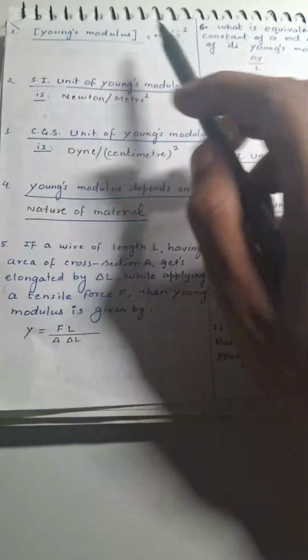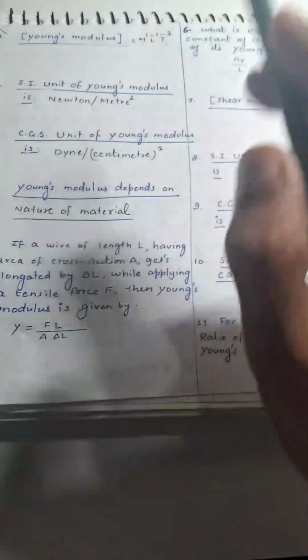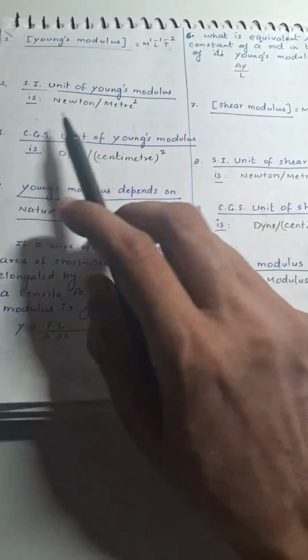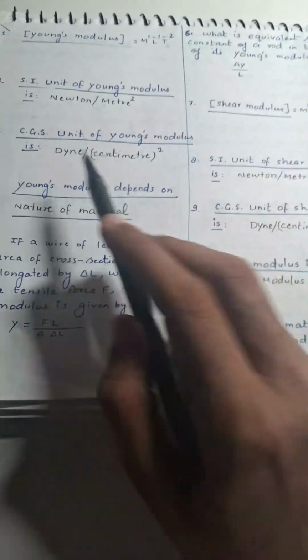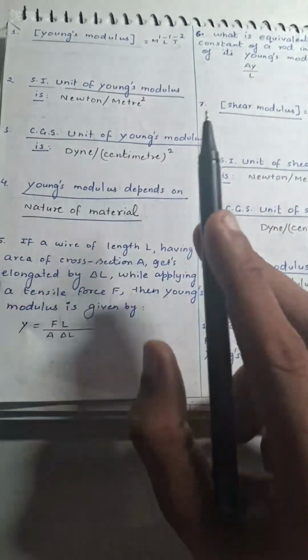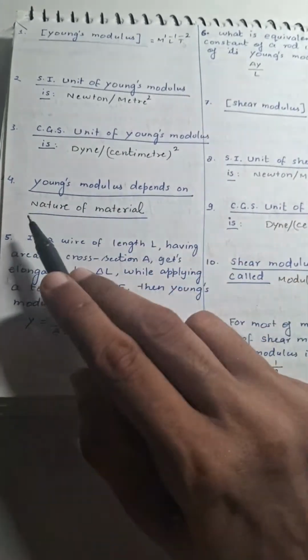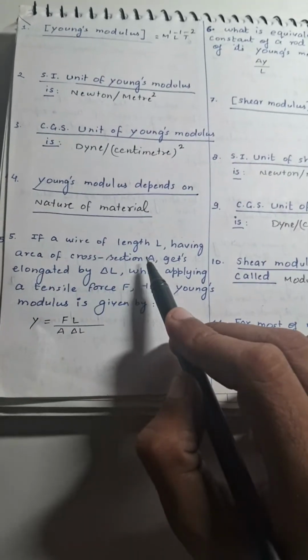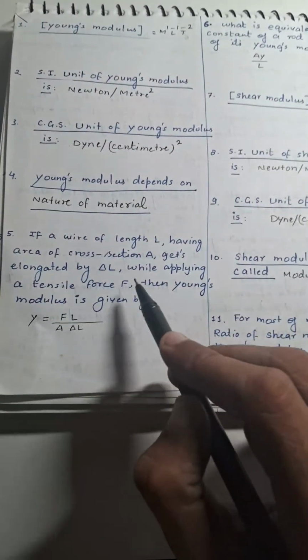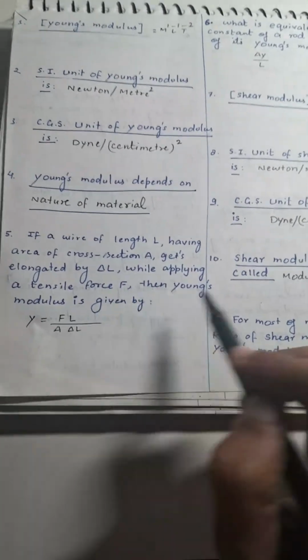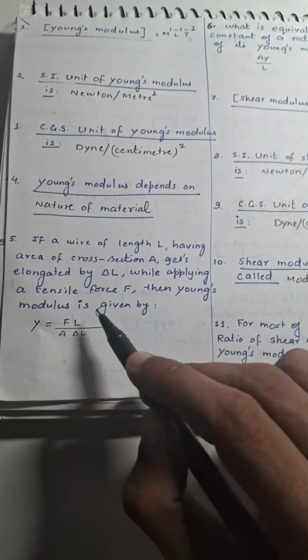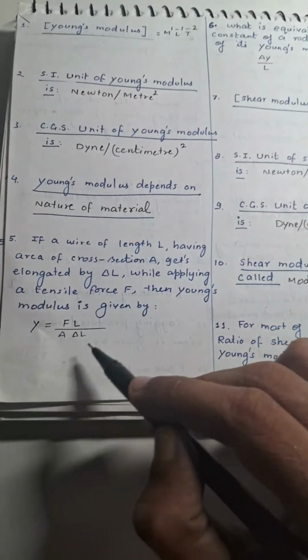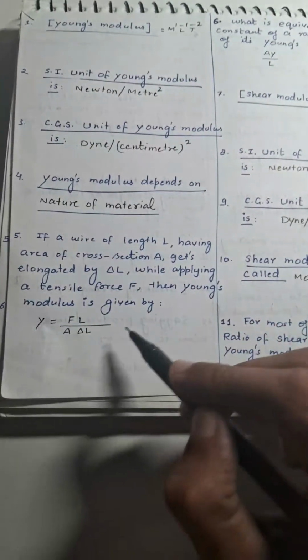Then we have another discussion point on Young's modulus dimension. So it is M^1 L^-1 T^-2. SI unit of Young's modulus is Newton per meter square. CGS unit is Dyne per centimeter square. Young's modulus depends on the nature of material. Now a wire is given to us having area of cross section capital A, elongated by delta L, applying a tensile force F. Then Young's modulus is stress by strain. Stress is force by area, strain is delta L by L. If we combine the formulas, we get Young's modulus as FL by A delta L.